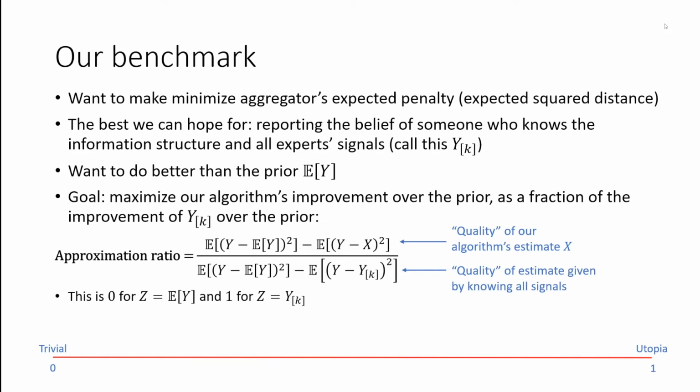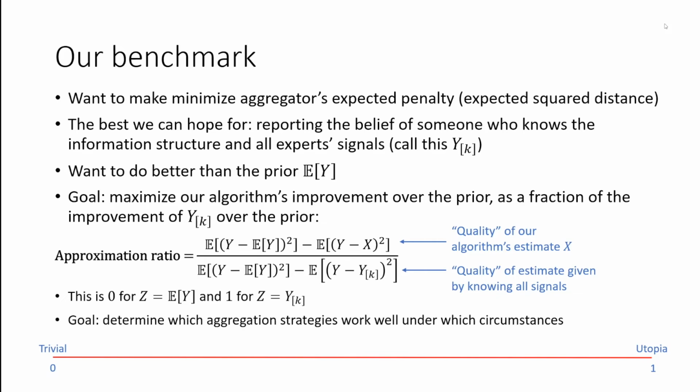And then the denominator is how much better an estimate that takes into account all of the signals is compared to the prior. So the approximation ratio is 0 for the prior and 1 for this aggregator who knows all of the expert signals. And we are trying to get as close to 1 and as far from 0 as possible. And I just want to note that ultimately, this approximation ratio is a means to the end of figuring out which aggregation strategies work well under which circumstances.